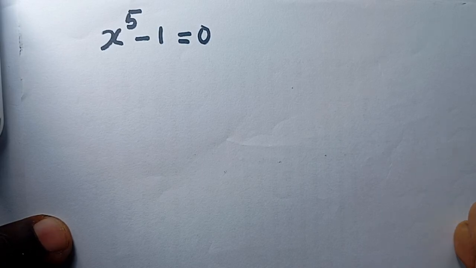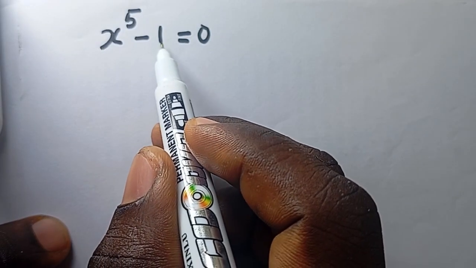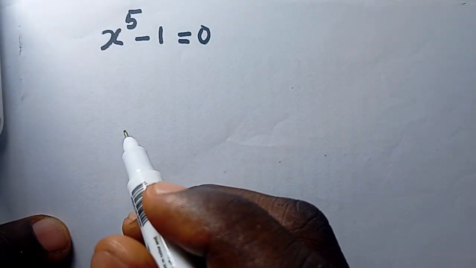We're going to be solving this equation right here. So this is x power 5 minus 1 is equal to 0.